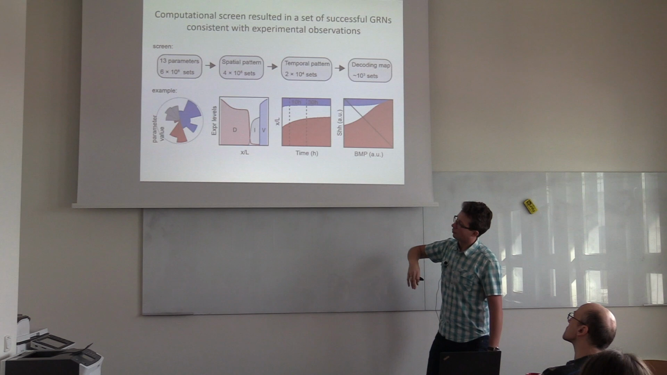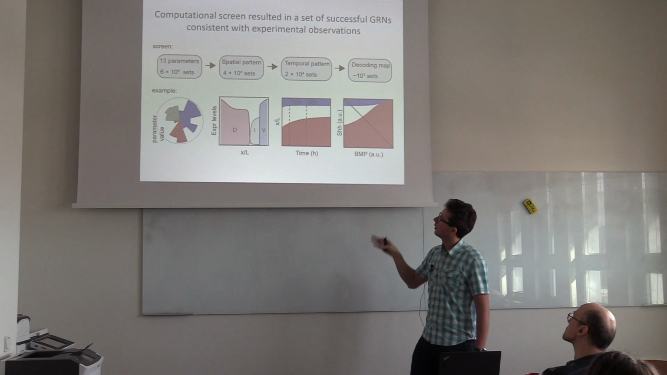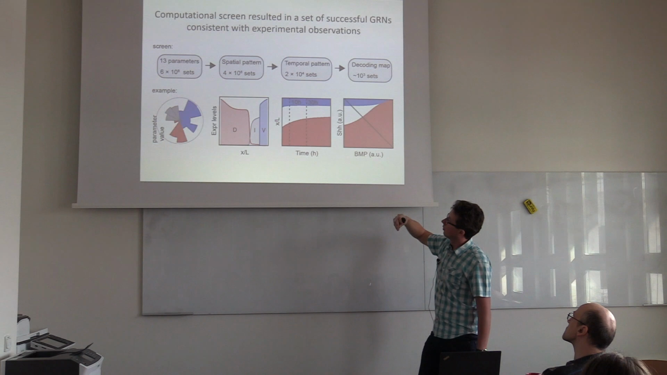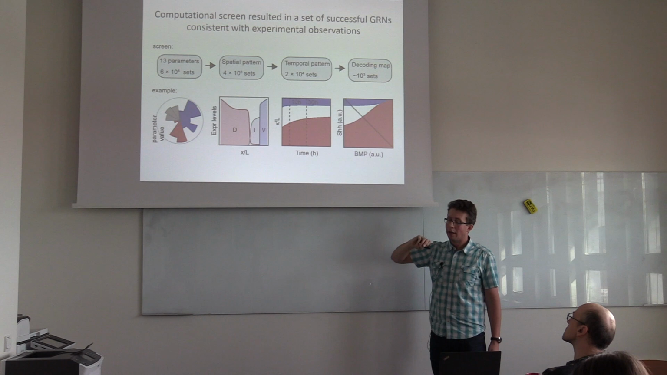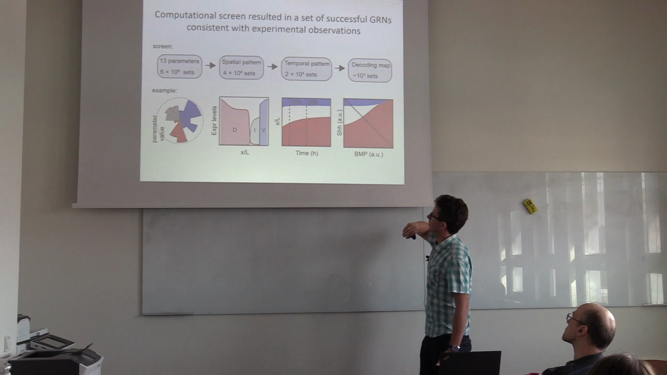So what I do, I start with a very large set of networks, and then I do computational screens. First I ask, okay, what fraction of these networks gives a stripe pattern, and already this condition reduces the number of networks. Then there is the so-called temporal pattern: we have temporal measurements, so we know that some domains are growing and some are reduced in size. And finally, there is this decoding map condition. So we would like to have a network that could reproduce the experimental results that give rise to a bimodal distribution for both high morphogens.